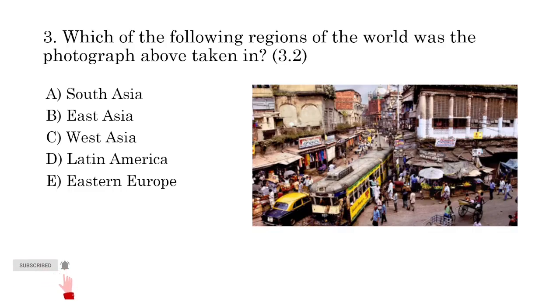So let's rule out Latin America, because that's predominantly Christian. Let's rule out Eastern Europe, because that's predominantly Christian. East Asia is predominantly Buddhist or atheist. So that leaves us with Western Asia or South Asia here. And I don't think this is West Asia, because that's going to be a little bit more developed than South Asia is going to be. The cities are a lot more developed. The buildings are a lot taller. The buildings are a lot more well maintained. So this is probably going to be South Asia right here.